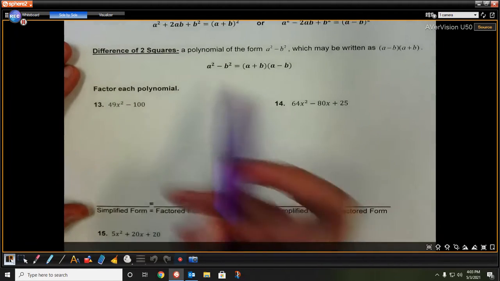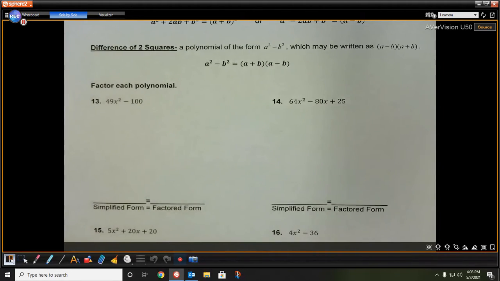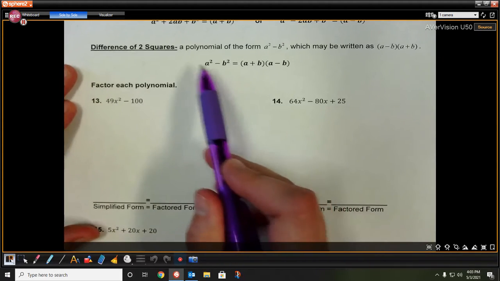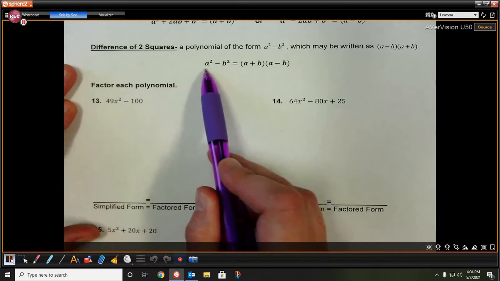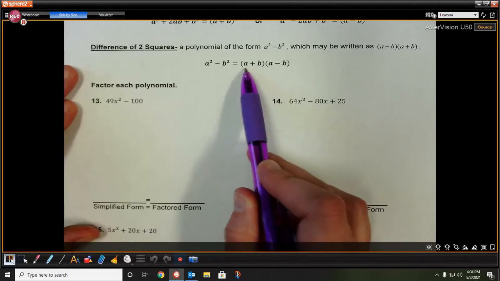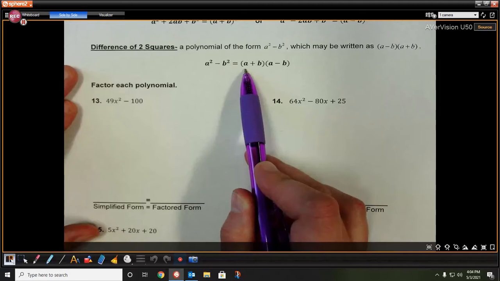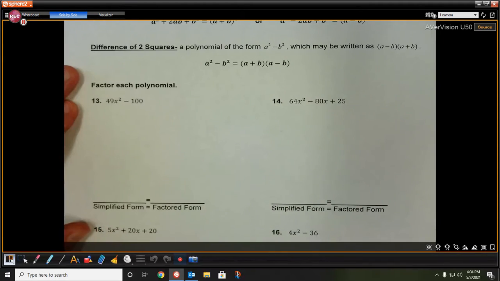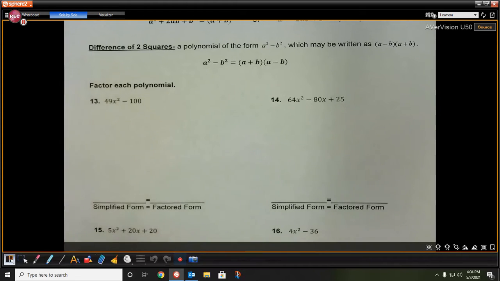And then there's also a difference of two squares. When we do the difference of two squares, we look at a squared minus b squared, where you have two perfect squares. That can be written with binomials as (a + b)(a - b). So we're going to take a look at these and see how to do this.